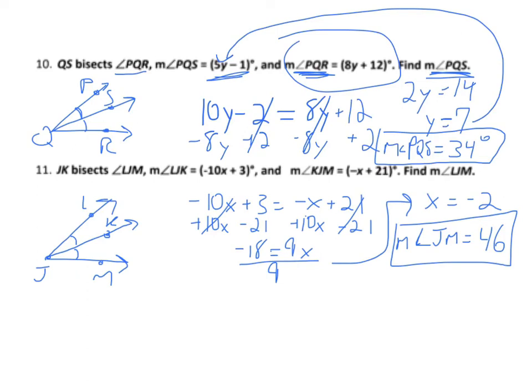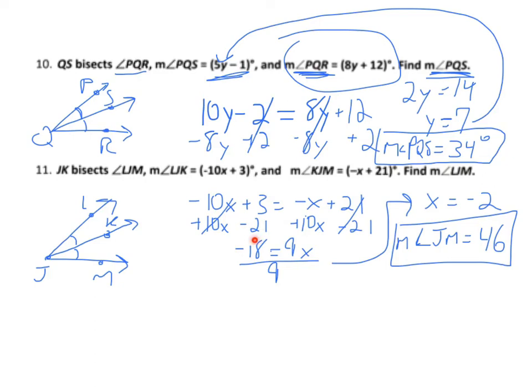Number 11 was a little easier than number 10 because after they gave us the bisector, they actually gave us the two angles created by the bisector, and when they do that, we can just set them equal to each other. So we get negative 10x plus 3 equals negative x plus 21. I solve for x by adding 10x to both sides and subtracting 21 from both sides. What I wind up with is negative 18 equals 9x, which gives me an answer of x equals negative 2.